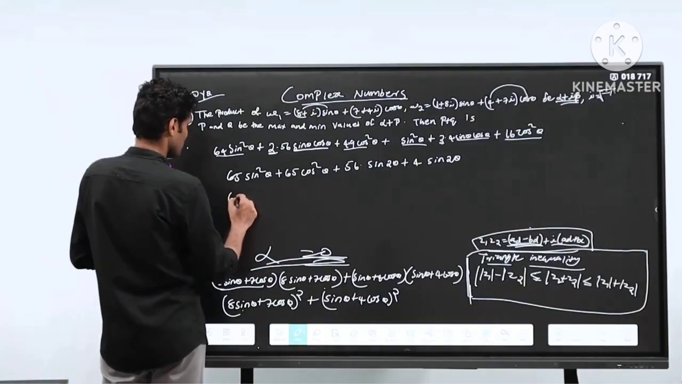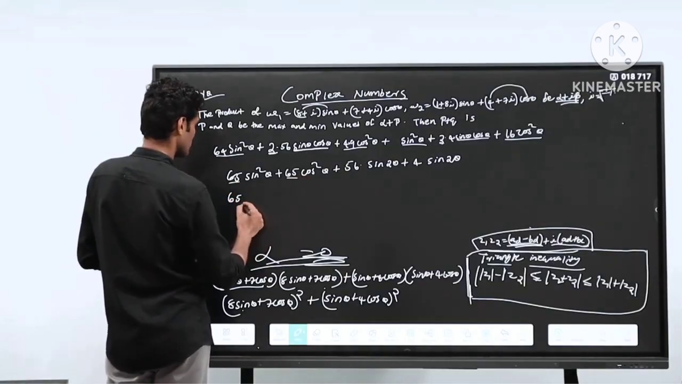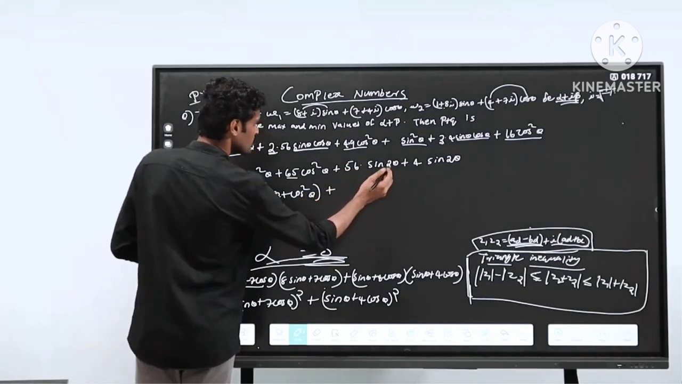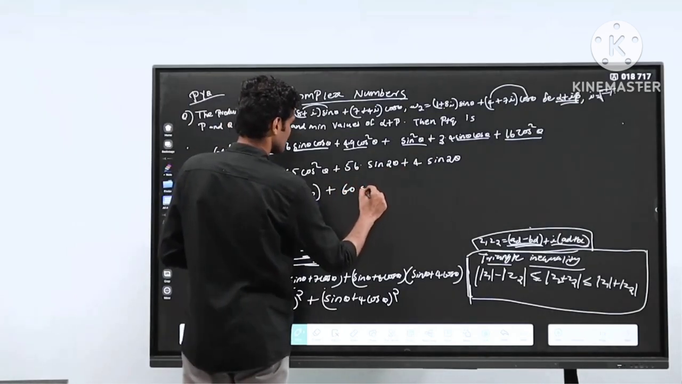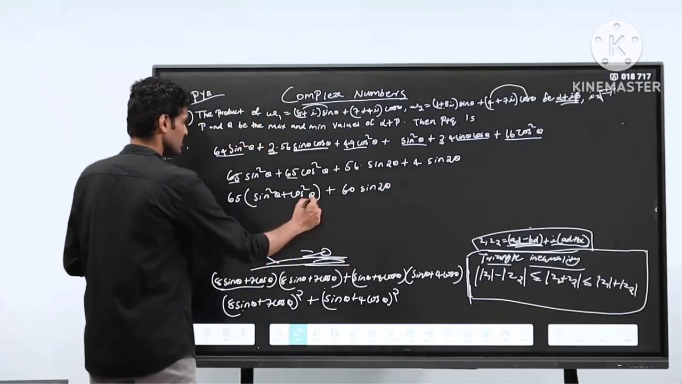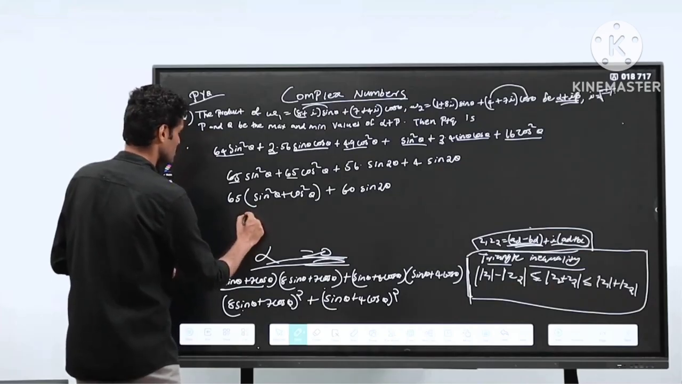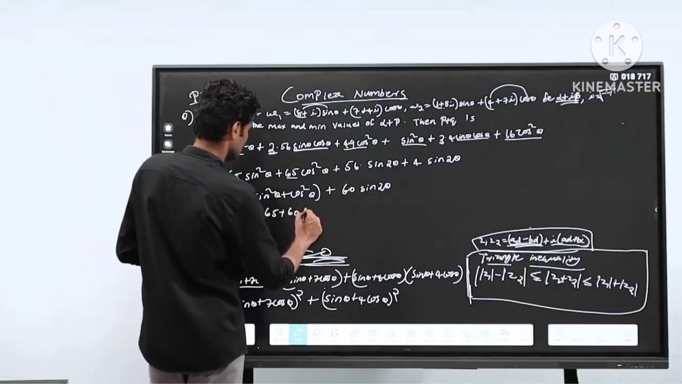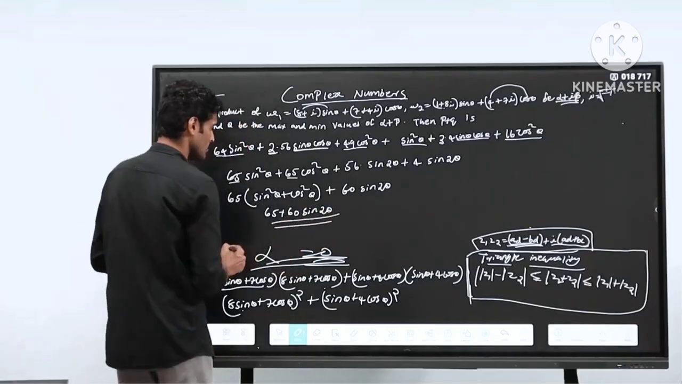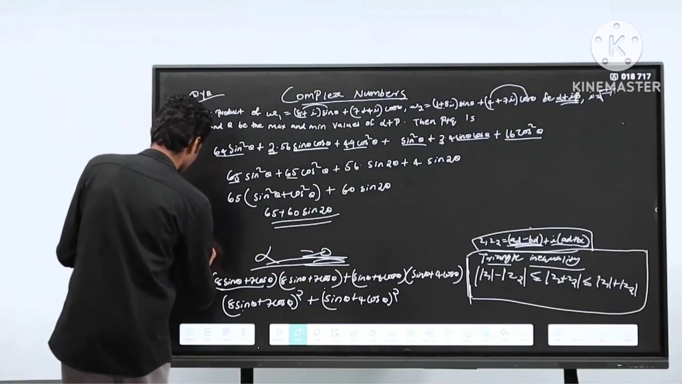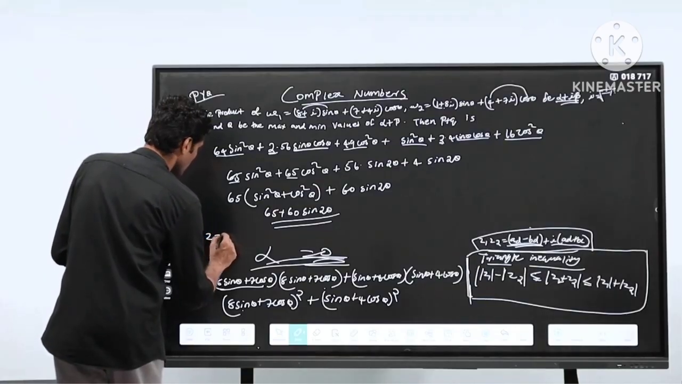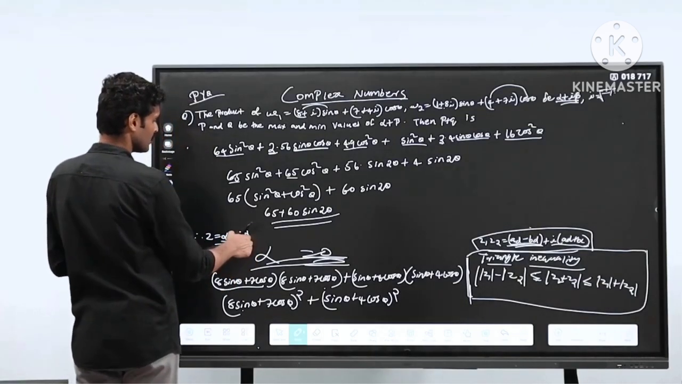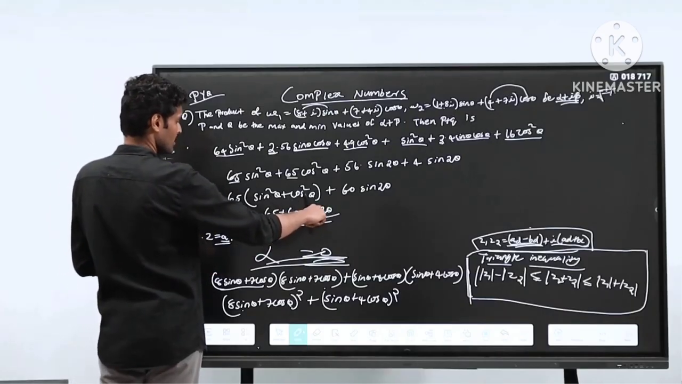So we can take 65 in common: sin square theta plus cos square theta, which we know is 1, so 65, plus 60 sin 2 theta. So our complex number z equals alpha plus i beta. Here alpha is 0, and beta is 65 plus 60 sin 2 theta.